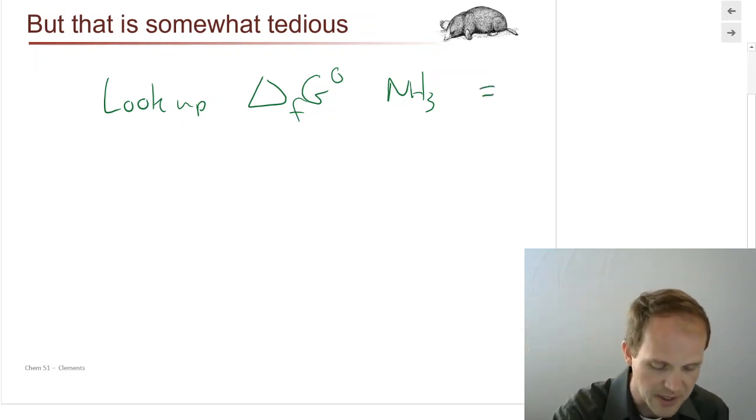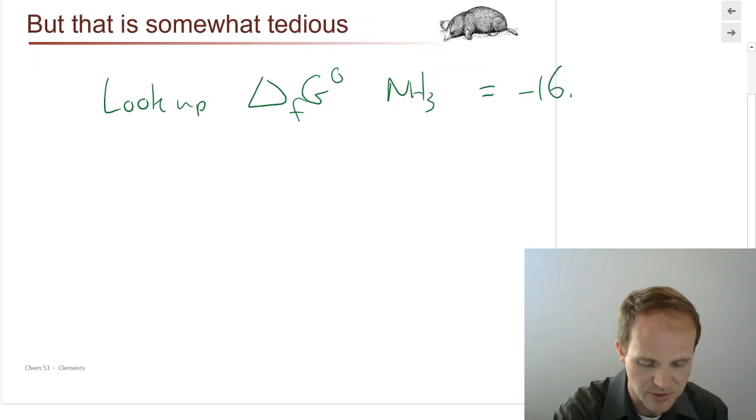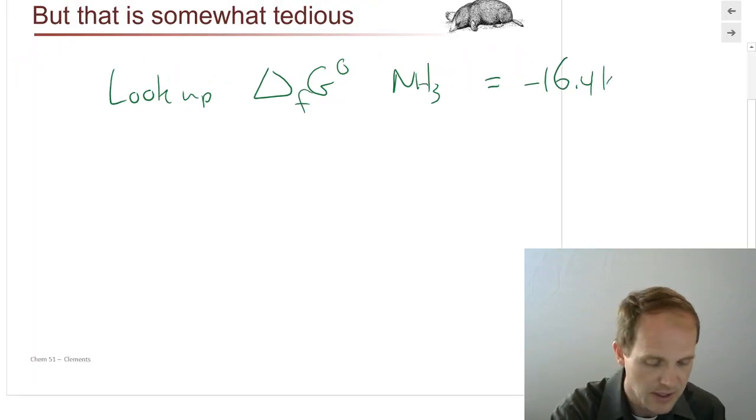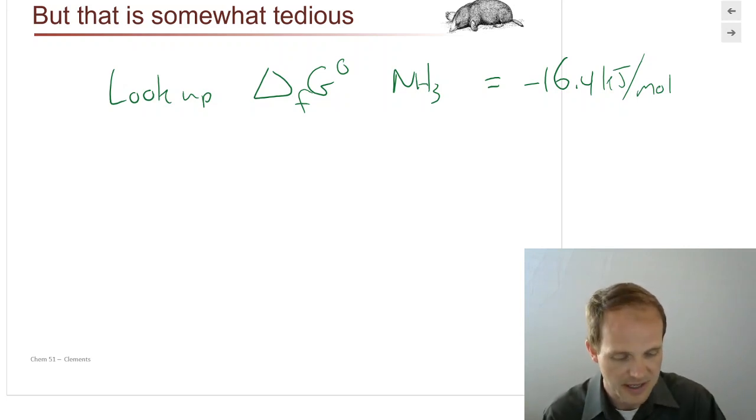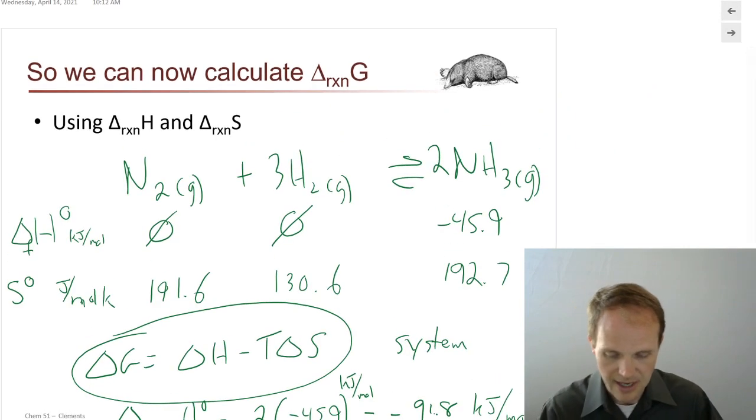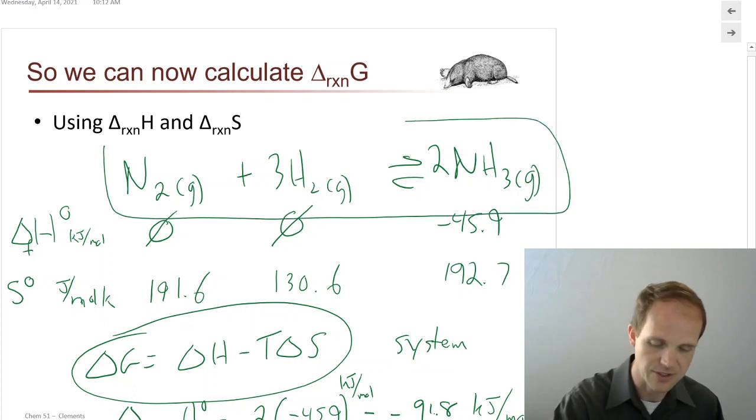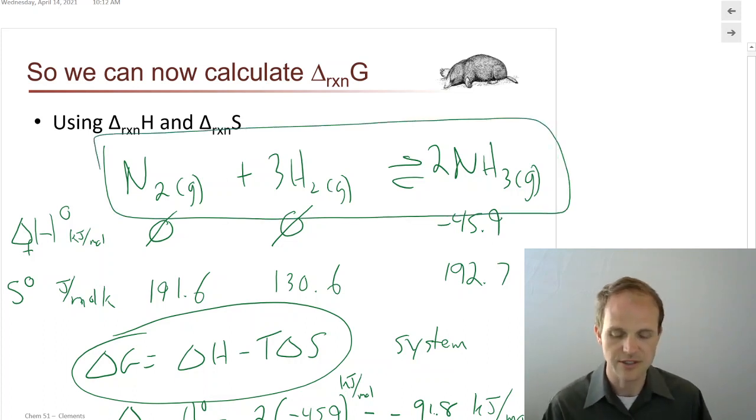But if we look it up in the table in the back of your textbook or in the reference section that I give to you, it says it's minus 16.4 kilojoules per mole. So who's wrong, my calculation or the book's calculation? And it turns out that neither of us are wrong, but we actually didn't calculate the same thing. If I look back at my reaction, I calculated the delta G of reaction for this reaction. And you'll notice that it's forming 2 moles of ammonia.